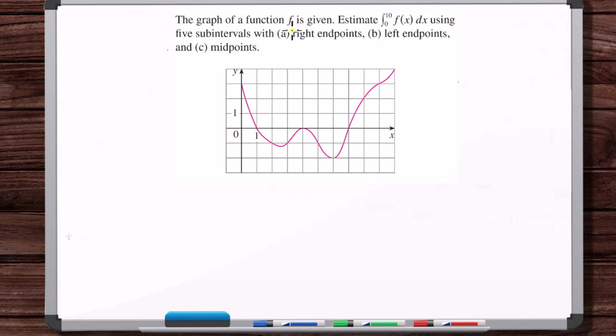Okay, the graph of a function f is given. Estimate the definite integral from 0 to 10 of f of x dx using 5 subintervals with right endpoints, left endpoints, and midpoints. Okay, so 1, 2, 3, 4, 5, 6, 7, 8, 9, 10. So this is 0 to 10. So with all 3 of these cases, the delta x is going to be 2. Why 2? Because we're doing 5 subintervals. So if you break this from 0 to 10 up into 5 subintervals, the delta x is going to be 2. Okay, so I'll draw out the delta x's here.